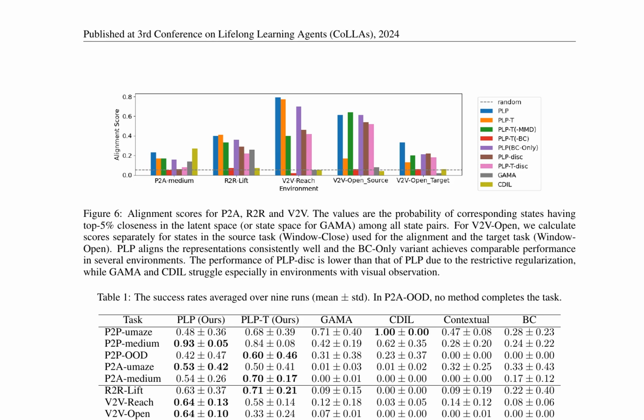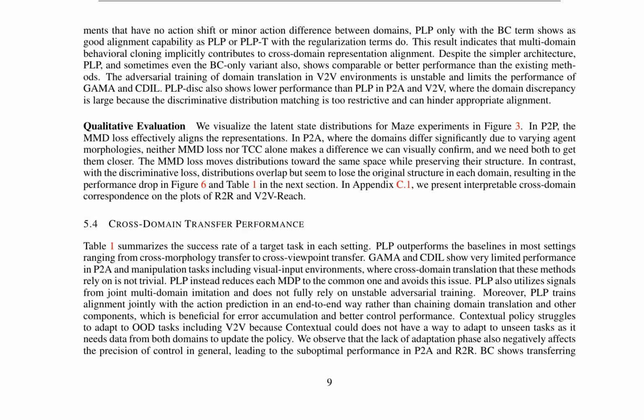A qualitative evaluation through visualizing the latent state distributions for maze experiments further supports the effectiveness of PLP. This visualization shows how the MMD loss effectively aligns the representations in P2P, while both MMD loss and TCC are needed to achieve alignment in P2A. The discriminative loss can lead to a loss of structure in the distributions, resulting in lower performance.